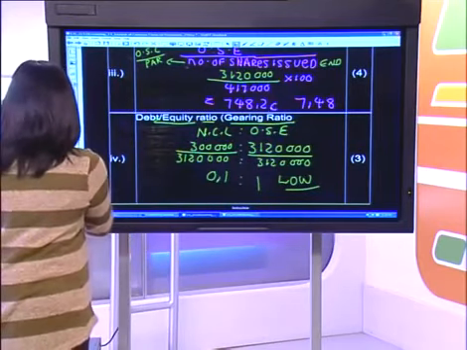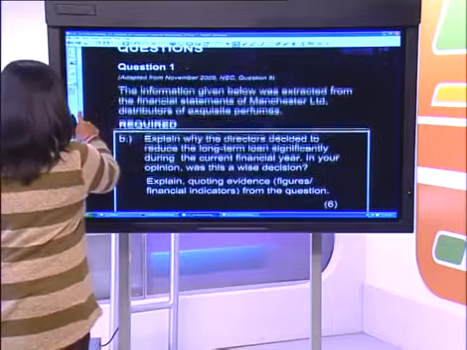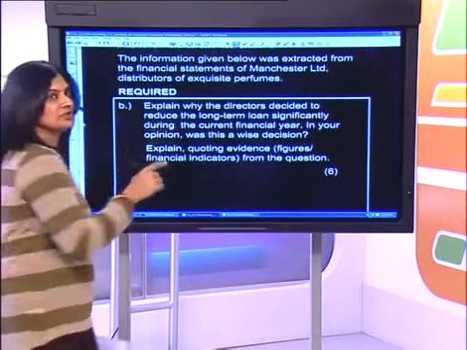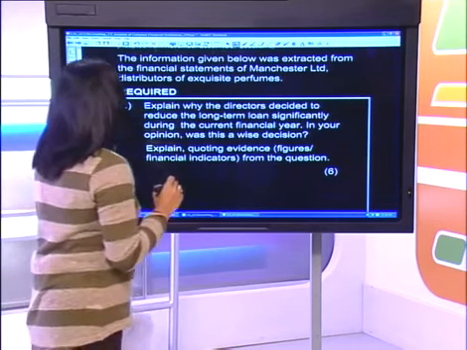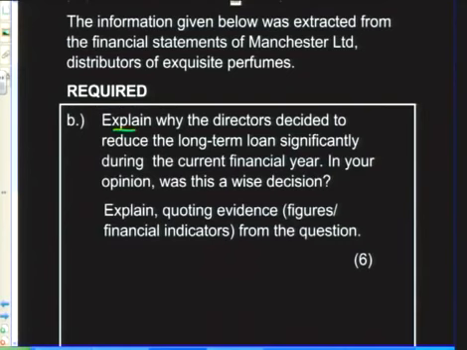I think we've done lots and lots of calculations, and we're now getting to some kind of analysis of these calculations. So I want you guys to listen very closely to the next set of questions. Explain why the directors decided to reduce the long-term loan significantly during the current financial year. In your opinion, was this a wise decision? In other words, they want you to answer with a yes or a no. Explain quoting evidence, in other words, figures or financial indicators from the question itself. 6 marks, so there's quite a bit to do in this question.